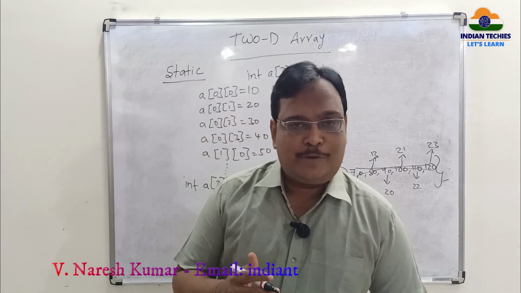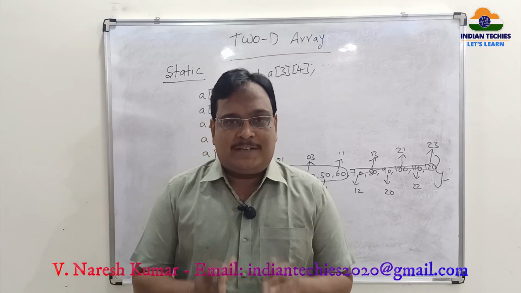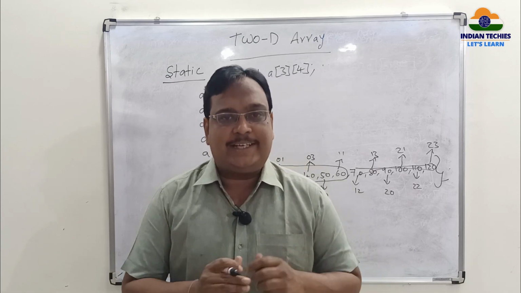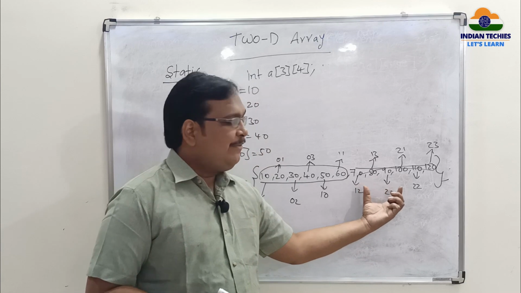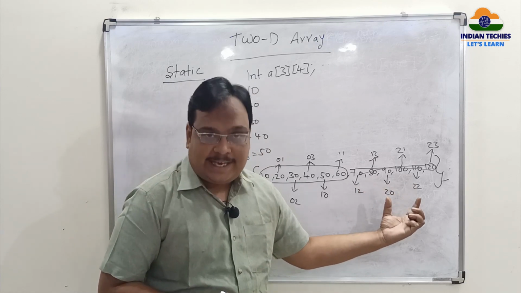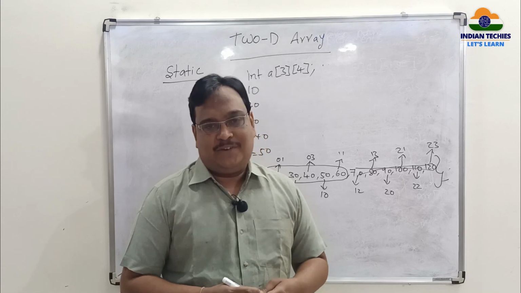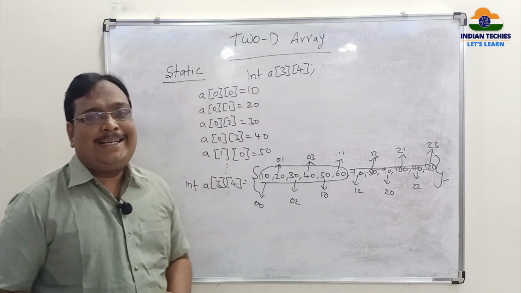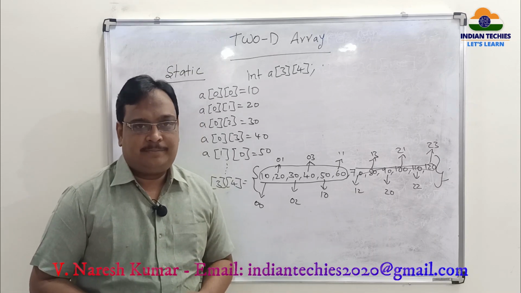I have already told you what a garbage value means. A value which is not predictable, some waste value, some random number which is not useful for your calculation is called a garbage value. The remaining values which you did not assign will be initialized with some garbage value. This is how you perform static initialization of a two-dimensional array.